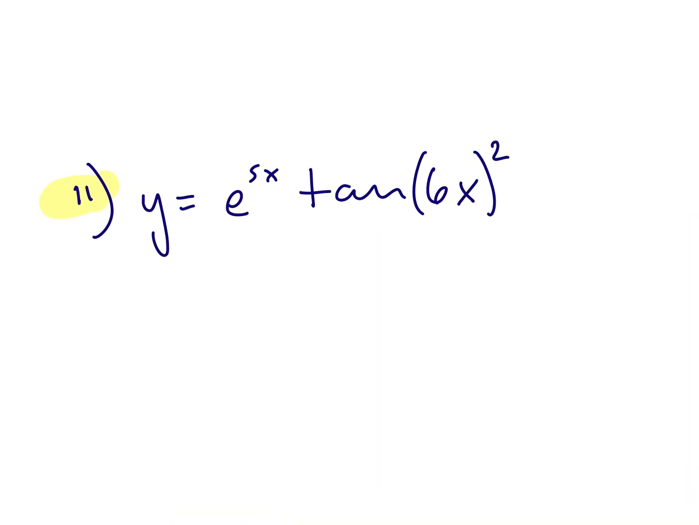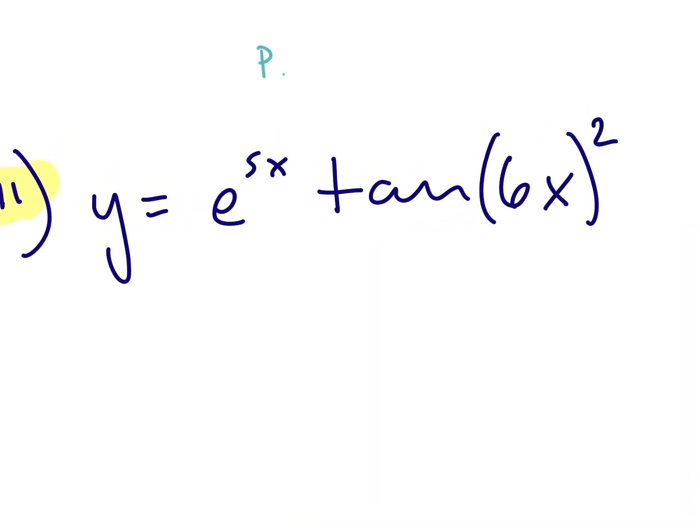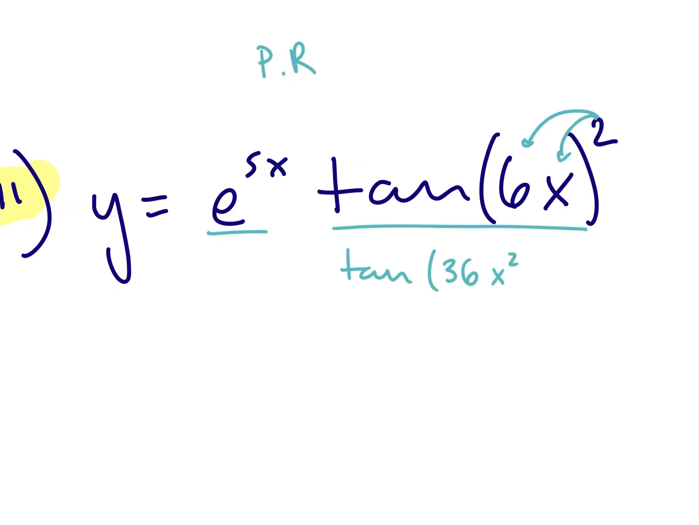What should we do for 11? Product rule. So this is our first and our second. Here, is tangent being squared or just 6x? The 6x. So I'm going to distribute the squared to the 6x. We had one like this in the notes. Just to simplify, to make it easier for us to do the math. That way we won't have to do the chain rule inside the chain rule. So we have the tangent of 36x squared.